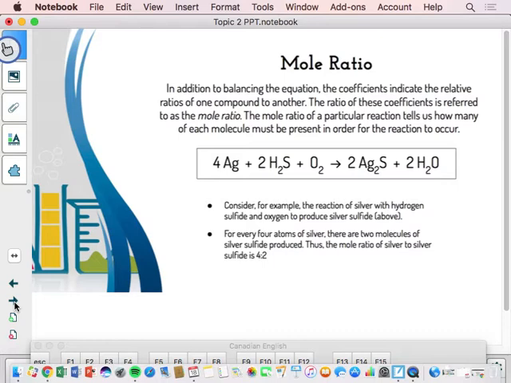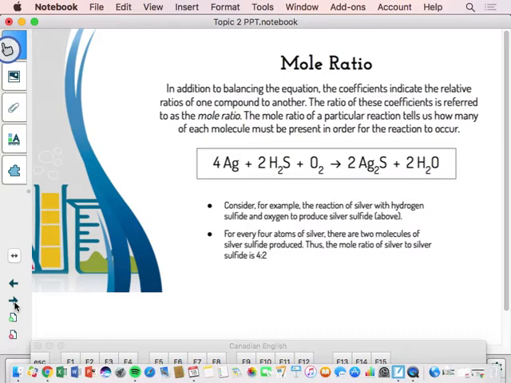Okay, I'm gonna go through one more thing, and then I'll give you maybe a little bit of time to do some work. There is some balancing on your topic 2 review. And then on number 3 it goes to this. I'll go over what a mole ratio is right now, and then I'll finish off for today.